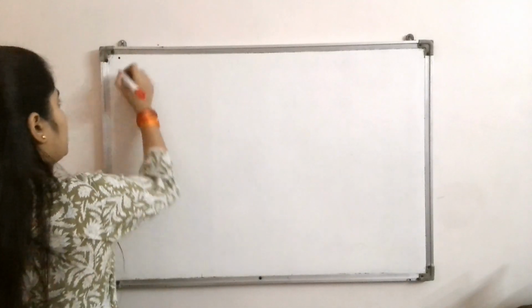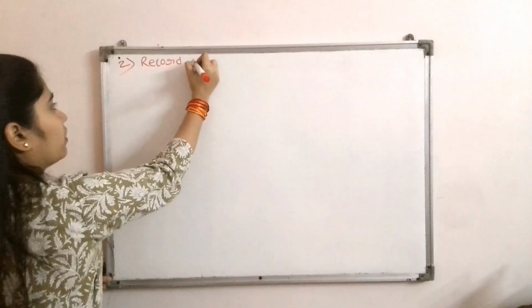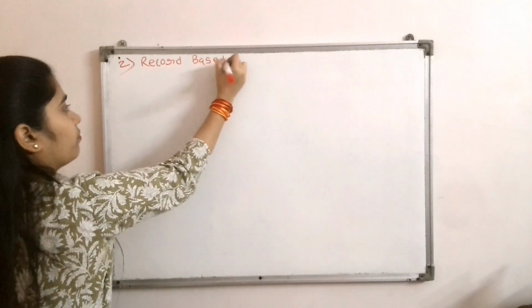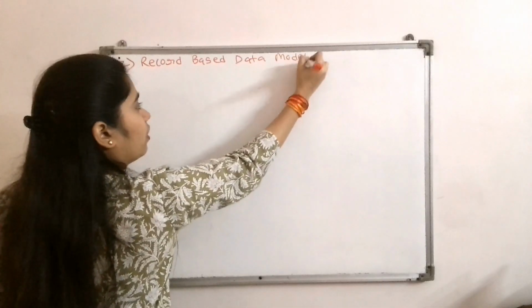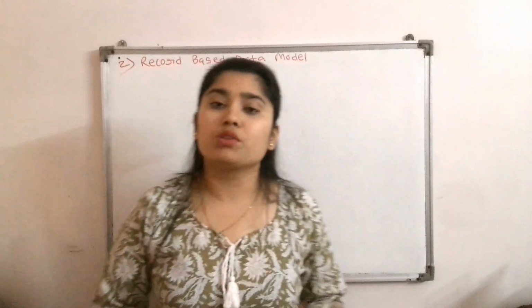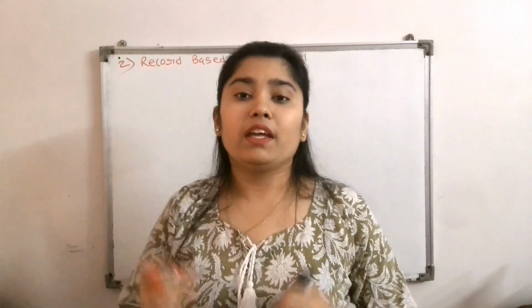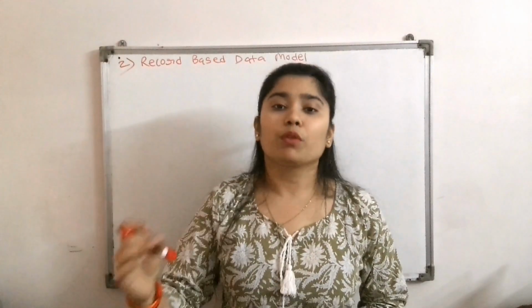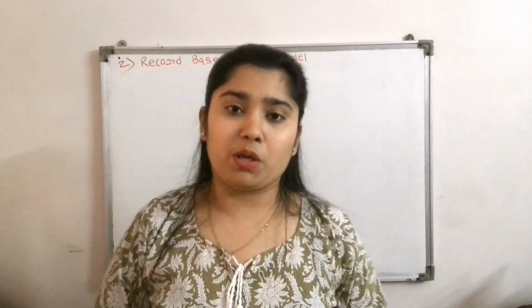Now the next type we have is the record based. Let's discuss the second type. It is the record based data model. This is the data in form of records or rows which are grouped into the tables or the relations. And each record or row contains columns or fields, where each field holds a piece of information.